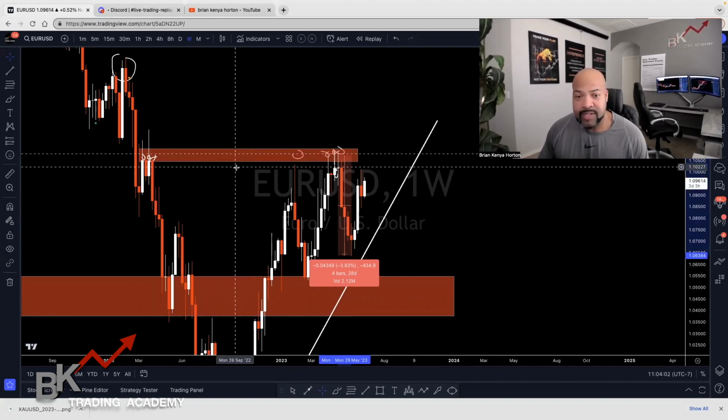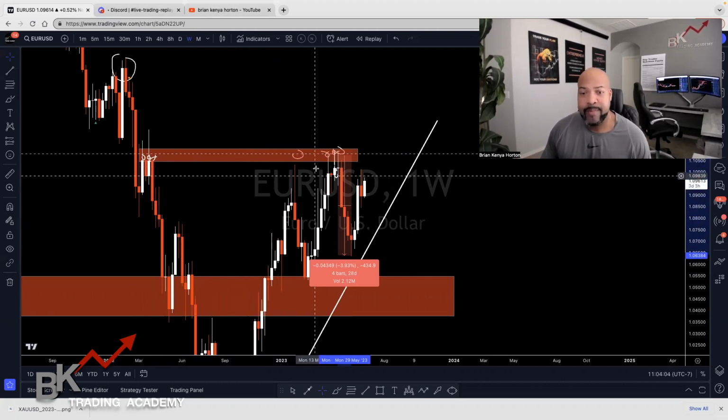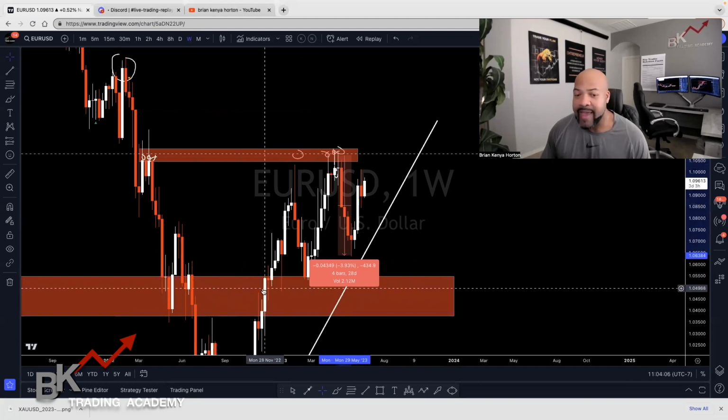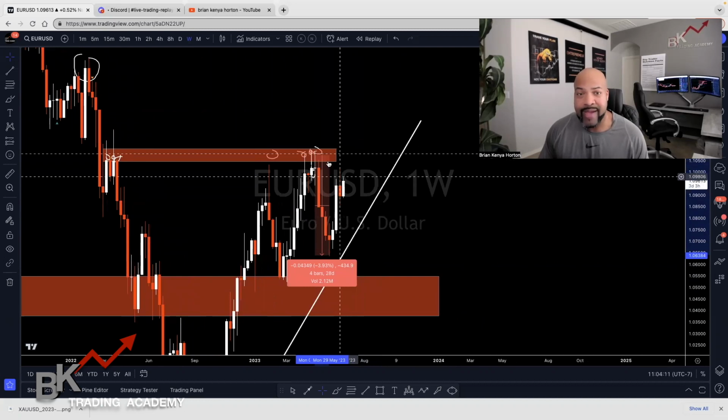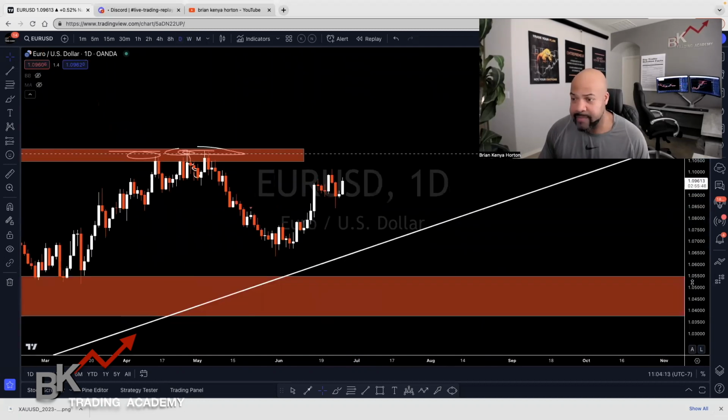So as price goes up and down, we can almost guarantee that price will react. We want to buy at this level. We want to sell at this level. Now let's zoom in to see exactly what price is doing. Now I'm going to the daily time frame.